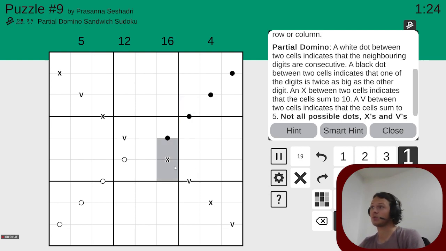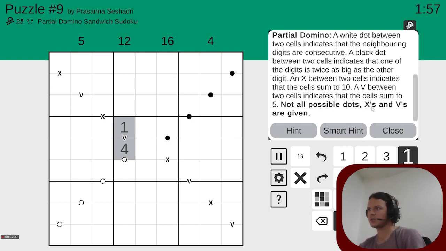An X in between two cells indicates that the cells sum to 10. Okay, that's nice. 4 and 6. Like, 4 plus 6 is 10. Look at the maths we're getting here today. Or it could be a 9 and a 1, because that also sums to 10. And a 5, or a V, Roman numerals reading in my head, between two cells indicates that they sum to 5, basically. So if that's a 2, that has to be a 3. And if that's a 1, that has to be a 4. Basically. And then not all dots, X's, and V's are given. Cool.